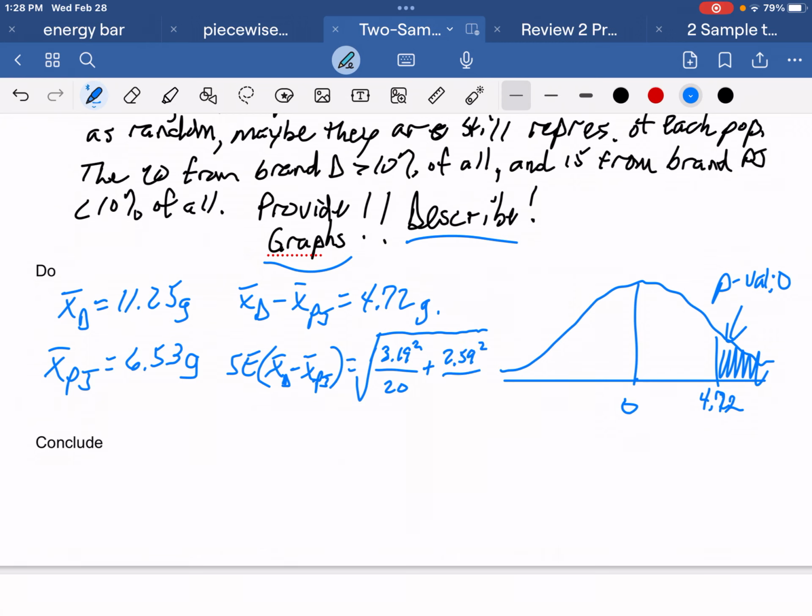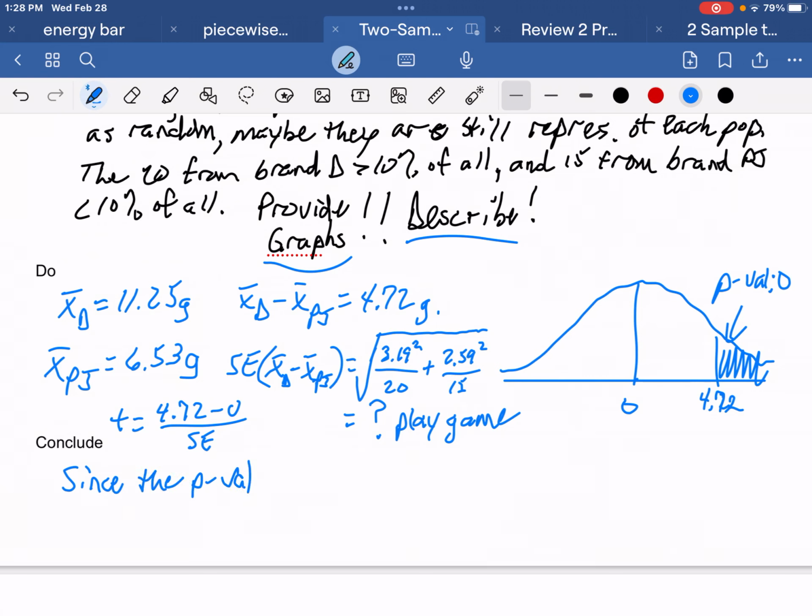Because then you got to come over here and say that you know how to calculate T. T equals 4.72 minus 0 divided by that standard error that I'm leaving to you. You gotta play the game. Okay? Now, I think we can all conclude that since the p-value is less than the alpha level, I reject the null hypothesis.